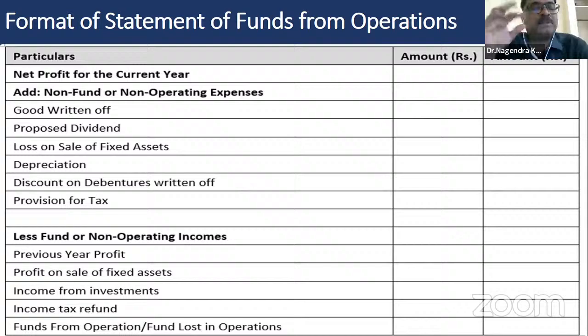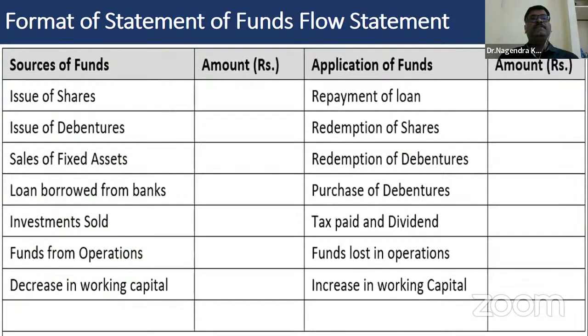So what we will get, after making adjustments for the non-fund and non-operating expenses and non-operating incomes, is the actual cash flow that we have derived from our operations. Operations are the regular business activity. So this is the third stage in the process of preparing our funds flow statement. Okay. Now, see, this is the final format of the funds flow statement.